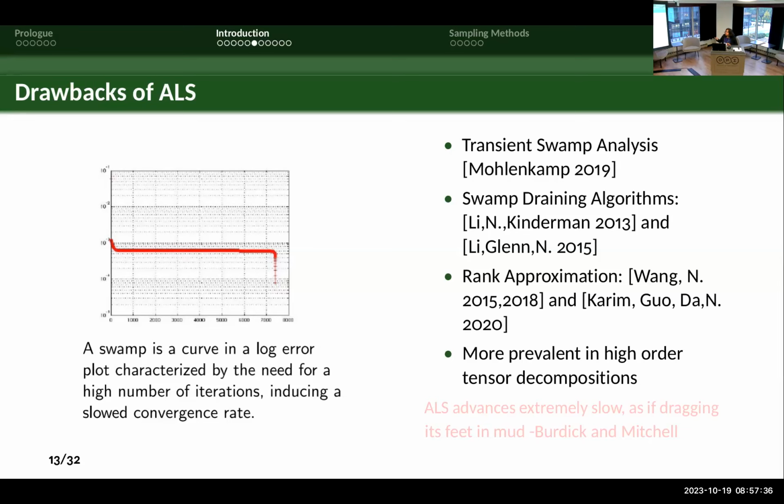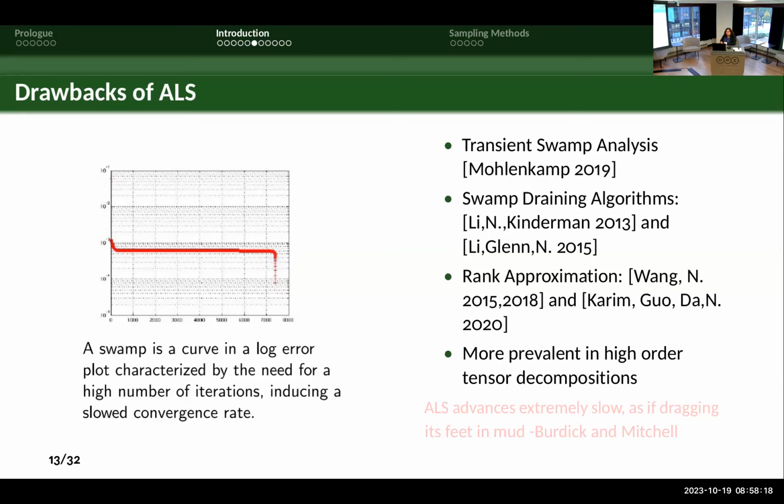And so we've used a lot of techniques, I call it swamp draining algorithms, which are essentially regularized optimization problems. There are different types of transient swamps. When you're doing ALS, sometimes your linear least squares becomes really flat and you don't have a unique solution. So it could stagnate like this, okay?